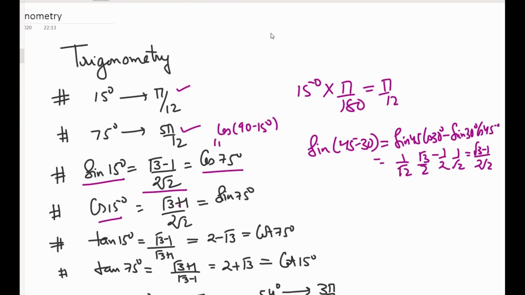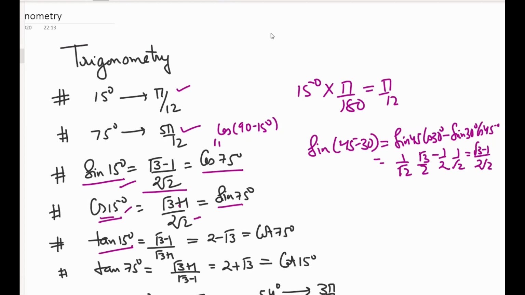Why? Because cos 15 is obtained from cos A minus B, and in the formula of A minus B of cos we have plus. So therefore this is root 3 plus 1 upon 2 root 2, and this is further equal to sine 75. The cos 15 is root 3 plus 1 upon 2 root 2 and is equal to sine of 75 degree.